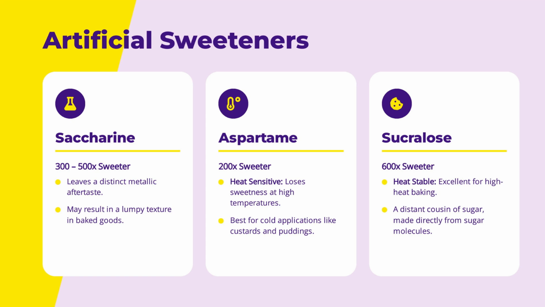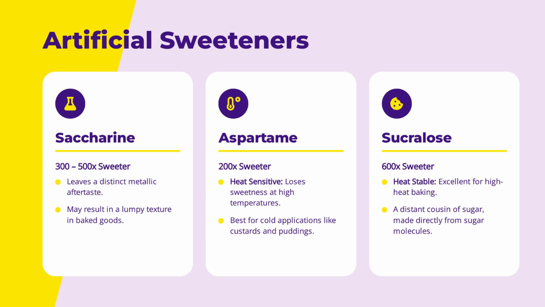Another important group of sweetening agents is artificial sweeteners. These compounds provide intense sweetness while contributing little or no calories. The first sweetener is saccharin. Saccharin is approximately 300 to 500 times sweeter than ordinary sugar. Because only a very small quantity is required, it is widely used in low-calorie food products. However, excessive use may produce a slightly metallic aftertaste.